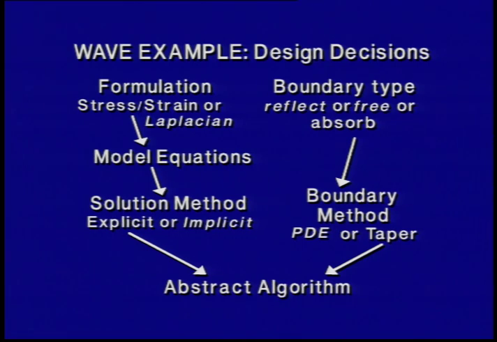This figure indicates some of the choices made in our example that determine first the problem description in terms of equation formulation and boundary type, then the specific mathematical model, and then the algorithm details. Not shown are programming choices such as how to represent data.